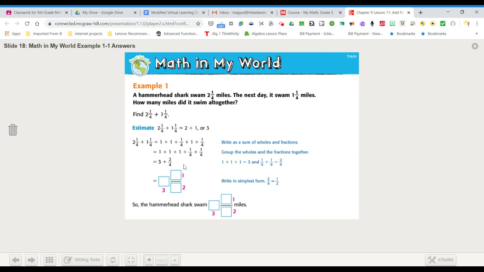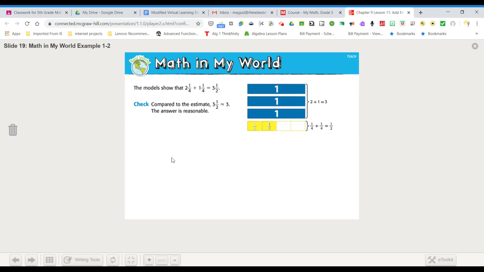But notice that they wrote the answer 3 and 1/2. That's because if you look over here, it says they wrote it in simplest form. They divided by the greatest common factor of 2. 2 divided by 2 is 1. 4 divided by 2 is 2. That's how they get that 1/2. So the hammerhead shark swam 3½ miles.